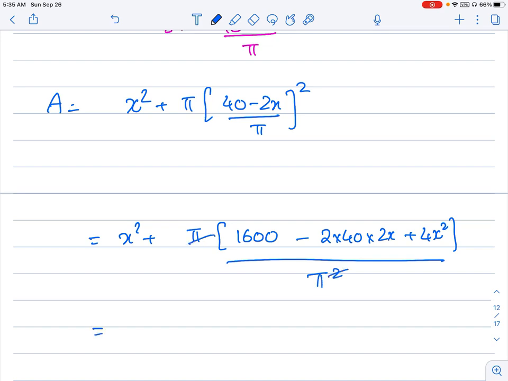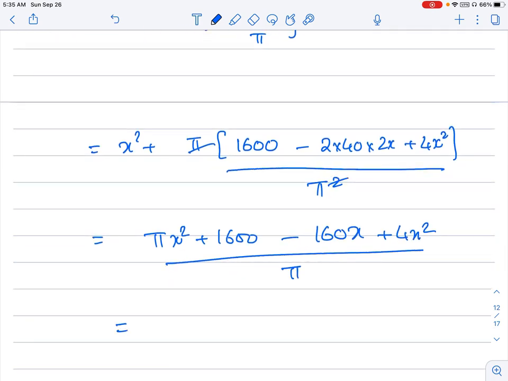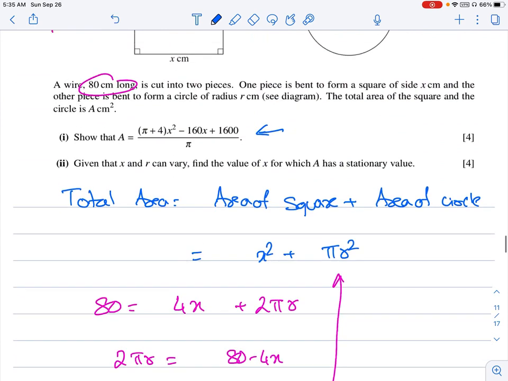Then do the cross multiplication. So pi x square plus 1600 minus 160x, then plus 4x square, upon pi. Then take x square as common, so it becomes x square times (pi plus 4) minus 160x plus 1600, upon pi. This is going to be the answer for the first part.